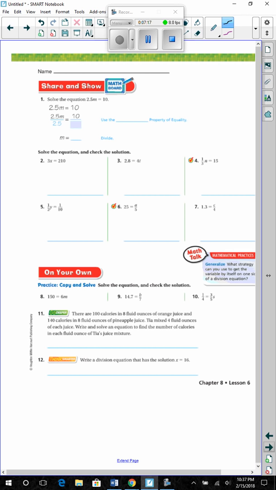Share and show. Solve the equation. 2.5m equals 10. I'm going to divide both sides by 2.5. So 10 divided by 2.5. We're going to use the division property of equality. So we're dividing here, so it's division.